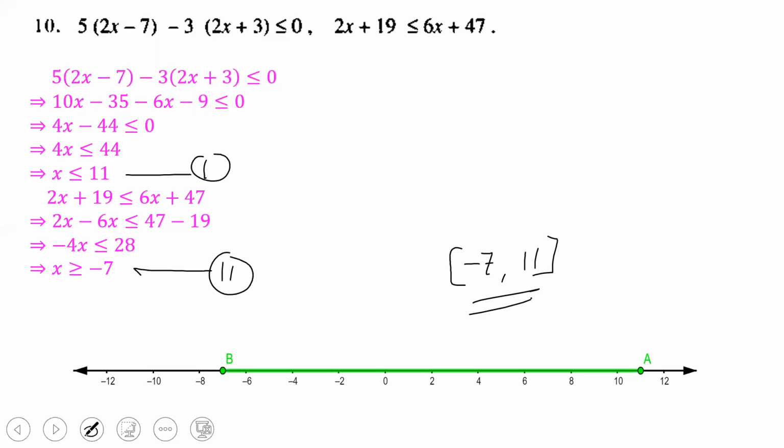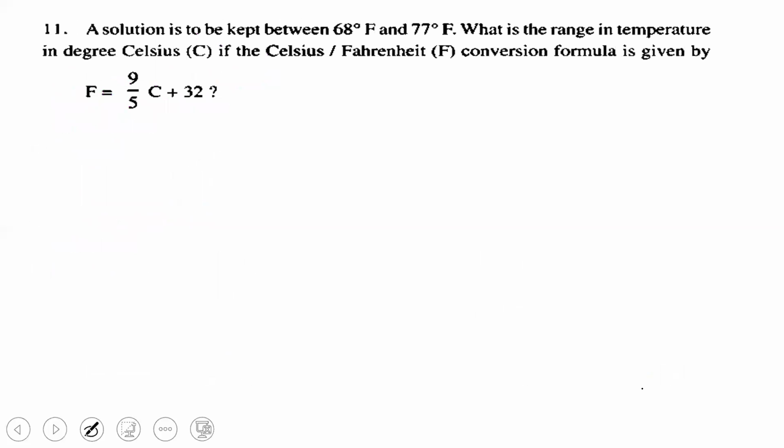Okay. So look here in this number line, I make these points A and B, which are x equals minus 7 and x equals 11. I make them green, so that means we will take these 2 points also. Clear? So next are some word problems.